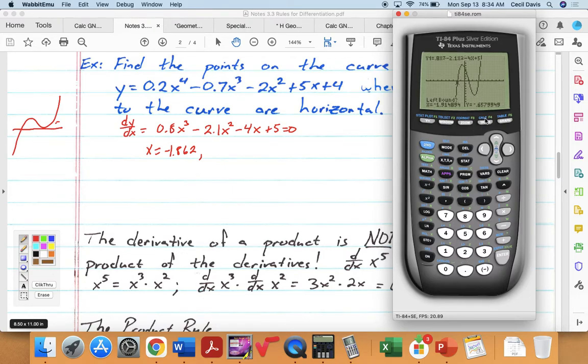Calculate the 0. This next one is somewhere between 0 and 2. X equals, wow, that's really close to 1, 0.948. And then we'll do it one more time. Calculate the 0. This last one is between 3 and 4, looks like. And we have x equals 3.538.